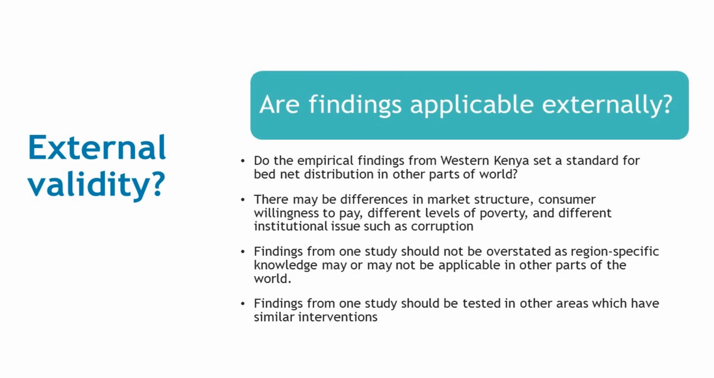So this raises the point that findings from one study should not be overstated, because they are more region-specific knowledge and they may not be broadly applicable to other parts of the world. The findings from this particular study should be explored and tested in other areas as well to inform policy debates on bed net distribution. So that's the one example on efficiency models and weighing the different or competing mechanisms for delivering an intervention, thinking about whether an intervention should be free or it should be subsidized, and what the pros and cons are.